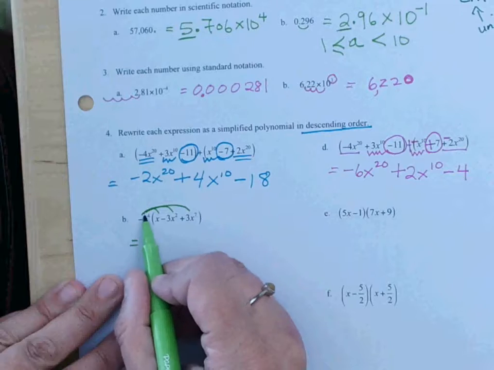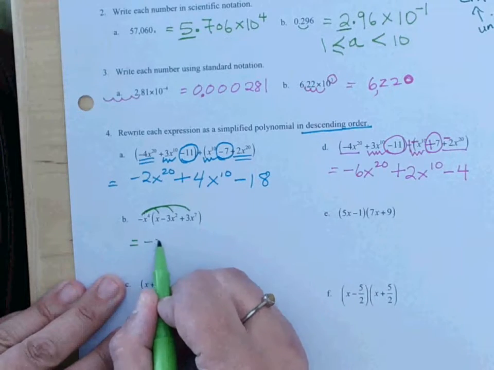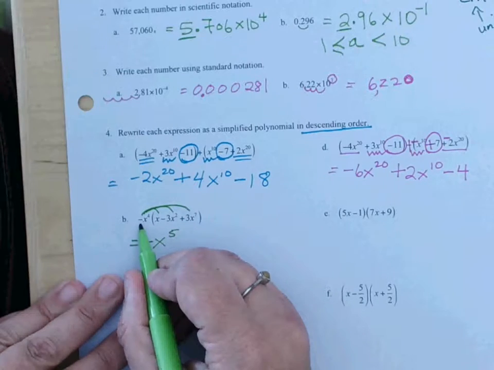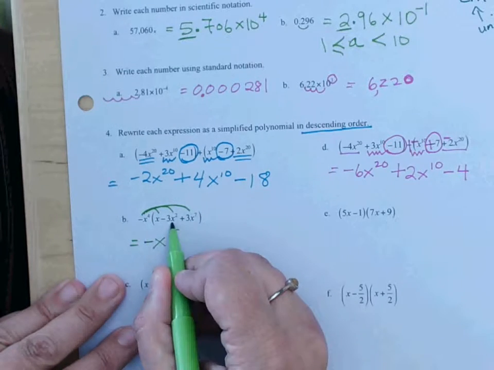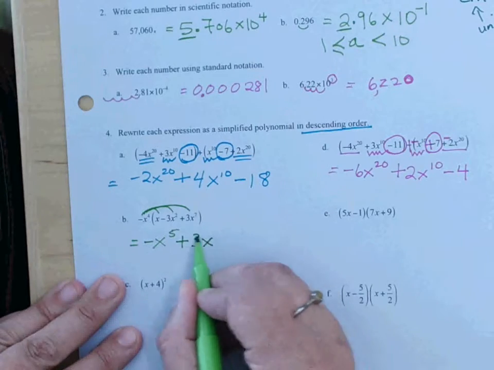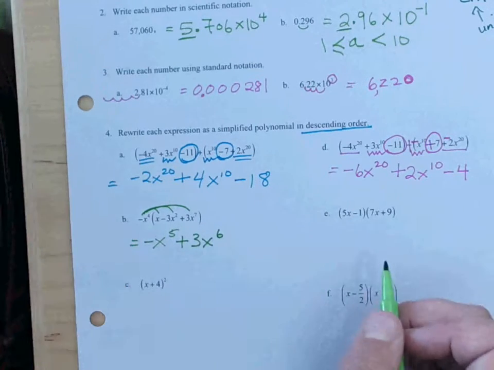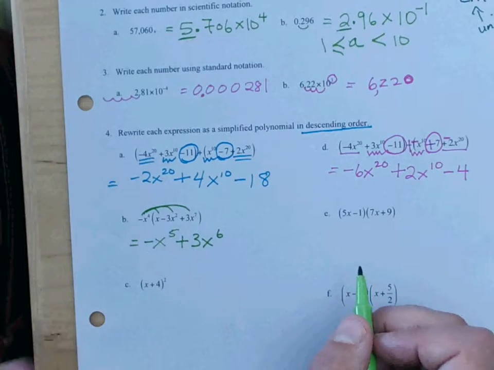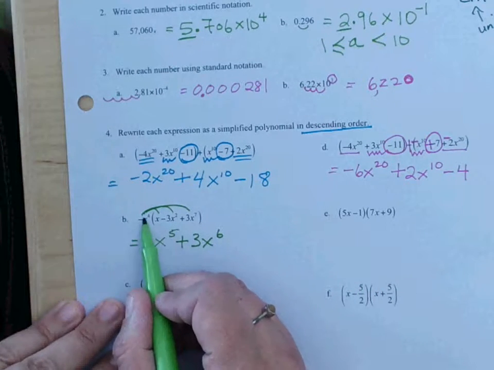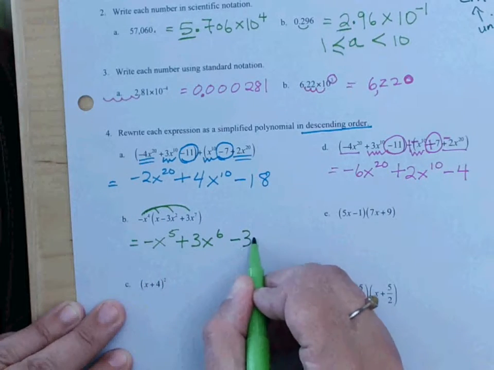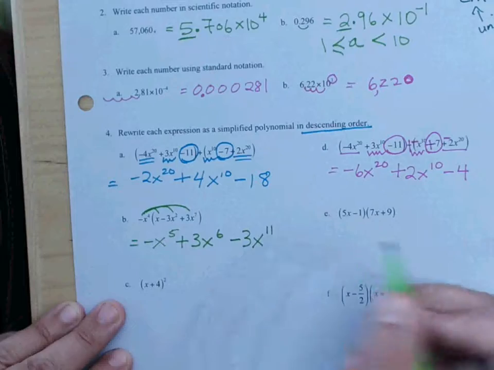Negative x to the 4th times x is what? Yes, negative x to the 5th. Negative x to the 4th times negative 3x squared is 3x to the 6th. Remember, we're using product law, not power to a power. Okay, and now negative x times negative 3 is 3x to the 11th. Good.